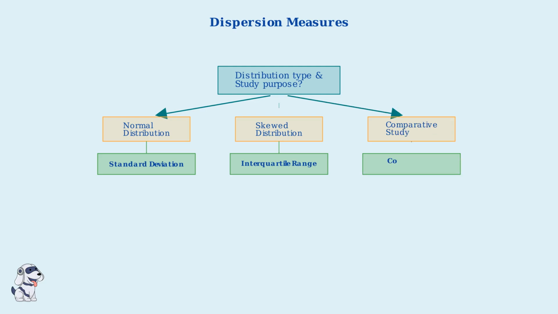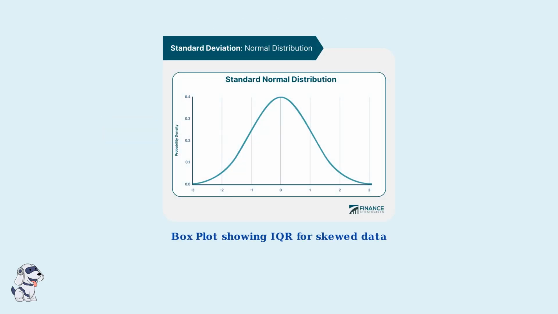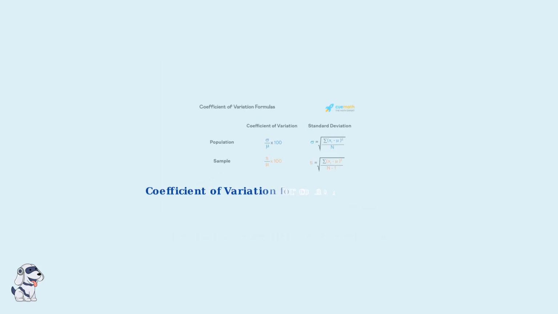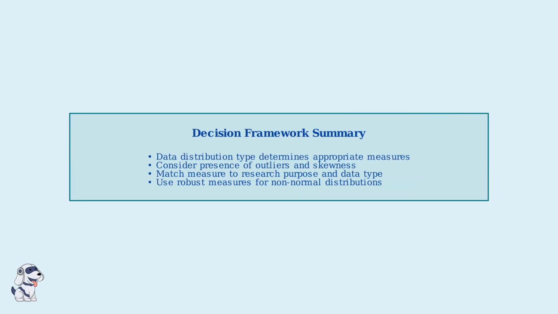When comparing different groups or studies, the coefficient of variation allows meaningful comparisons by standardizing the measure. Here's a box plot showing the interquartile range, which is perfect for describing dispersion in skewed data. The coefficient of variation formula allows us to compare variability across different scales and units of measurement. Remember, the key is matching your statistical measure to your data characteristics and research objectives. This systematic approach ensures accurate and meaningful analysis in public health research.